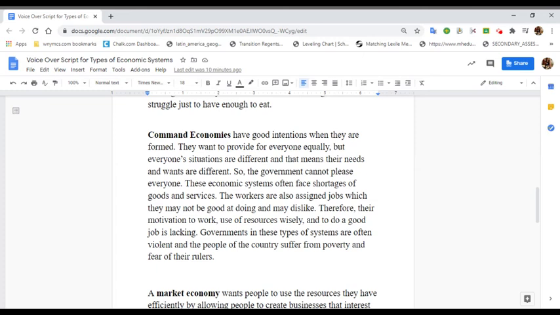Command economies have good intentions when they are formed. They want to provide for everyone equally, but everyone's situations are different, and that means their needs and wants are different. So the government cannot please everyone.